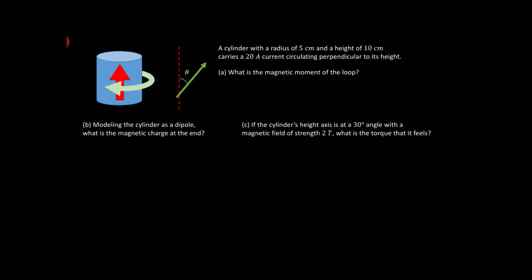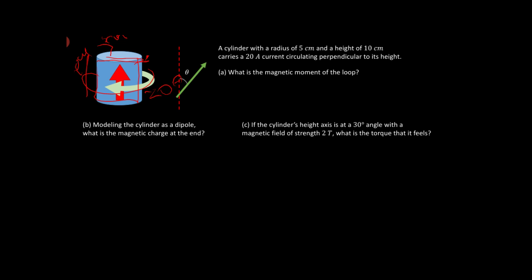The homework review will start this week with a magnetic moment calculation. So we're going to have a current, in this case 20 amps, going around this cylinder along the edges, and that's going to have a radius here of 5 centimeters and a height of 10 centimeters. So this is actually a square in cross section if you were to cut it in half along a diameter.